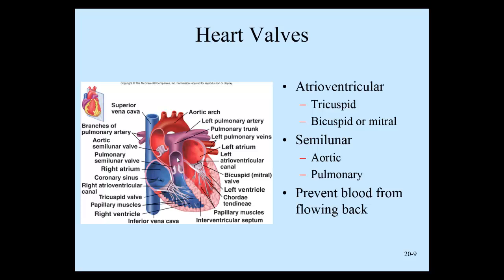So we have two different sets of valves that are important for keeping our blood moving forward through the heart. The AV valves open to fill the ventricles, and the pulmonary and aortic valves open to empty the ventricles. And each will open in response to pressure changes occurring as a result of the ventricles contracting.